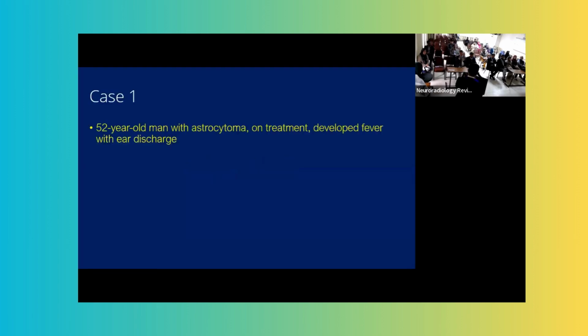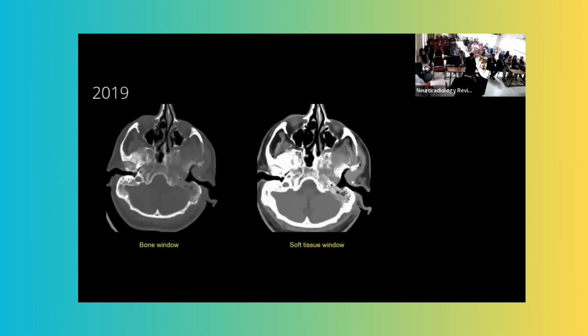So starting with the external ear, I'll start with the first case, a 52-year-old man with astrocytoma on treatment, who developed fever and ear discharge. So you can see that we have axial CT images of the temporal bone in the bone window and soft tissue window. So we have external auditory canal swelling, but also we don't see normal anatomy of the middle ear that I showed you just now.